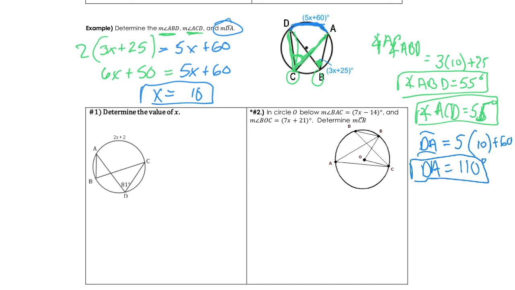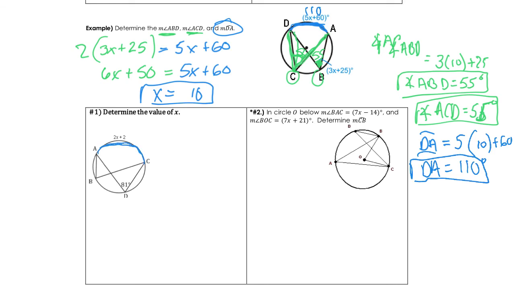And that makes sense because the inscribed angles were 55 and the arc's 110. And remember, inscribed times 2 equals the arc, or the arc divided by 2 equals the inscribed. So the next 2 questions are your tries. Pause the video, give those 2 a try, and then I'll show you the correct answers.